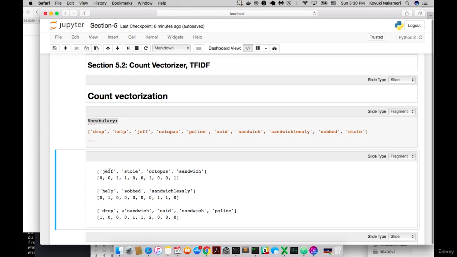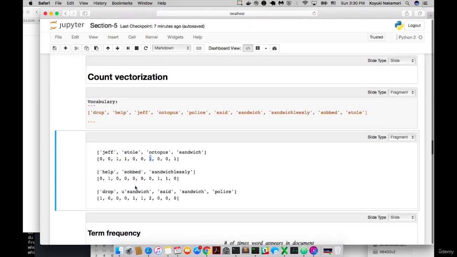So whenever we see Jeff, the third position will have one addition. We can do counting of the frequency of the words. Still is actually the last one, so you can see that we're adding one to this. And octopus is the fourth one, so we're adding it in here. And then sandwich is this one. So this is the concept of bag of words.